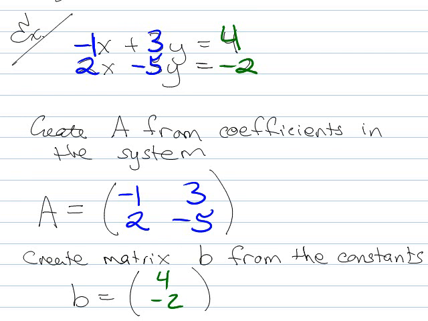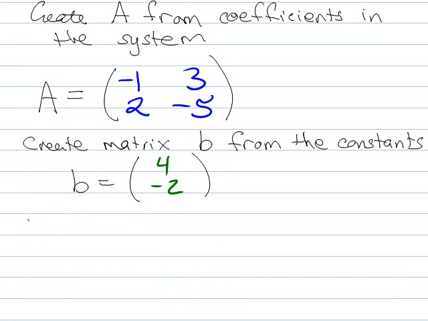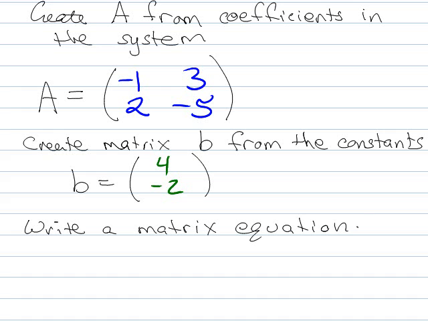Okay, so I'm going to create A from the coefficients. You don't know why we're doing this, that's fine. I've actually got to do an example to show you why we're doing this. And create this from the constants. And then we're going to write a matrix equation. And that equation is going to be Ax equals B.